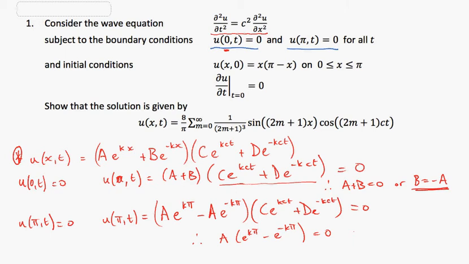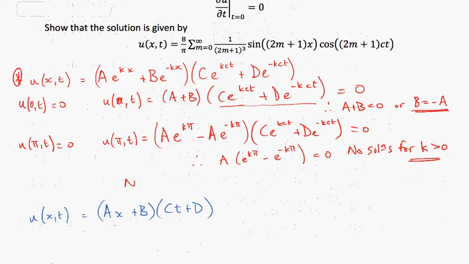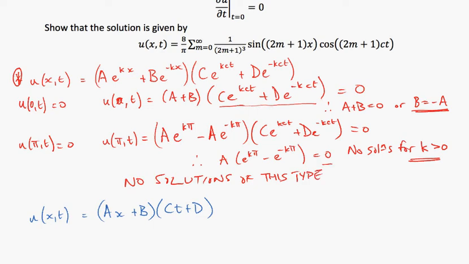Remember that in our case k is greater than 0. So for that whole family there are no solutions of that type. Brilliant. So that's something we can ignore.